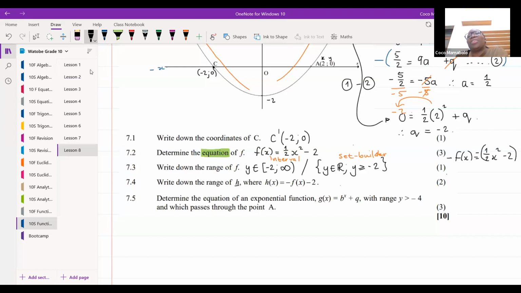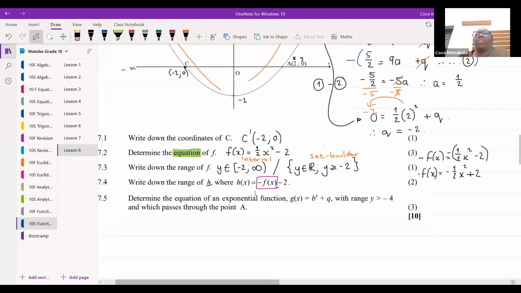So what am I going to get? I'm going to get negative f of x is equal to negative a half x squared plus 2. But that's this part, guys. I've done the negative f of x part. What do they want me to do with this part over here? What do they want me to do after I've found negative f of x? What must happen? That's it, Anna. Good. I just want to make sure everybody else is with me there. After I've given them negative f of x, what do I need to do?